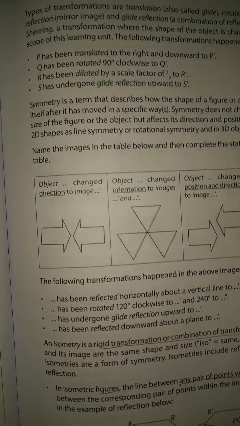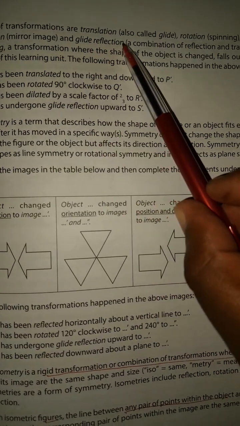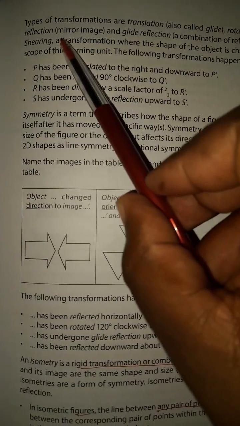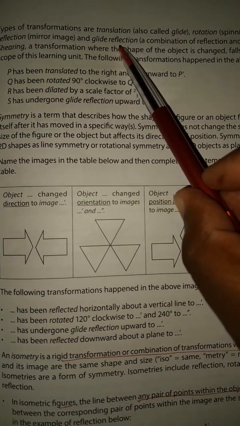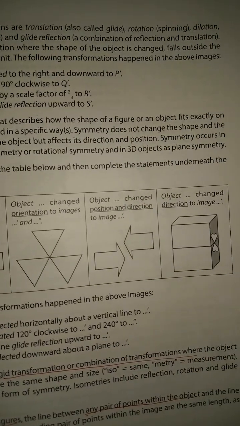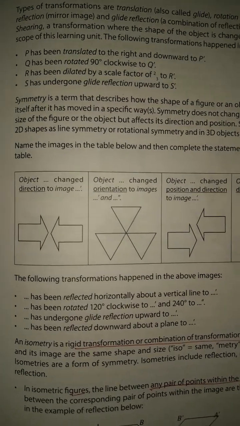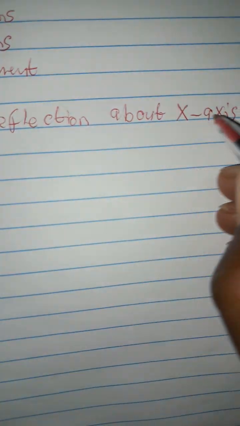There's also another on page 51. They do explain the types of transformations: translation, also called the glide, rotation, which is spinning, dilation, reflection, which is a mirror image, and glide reflection, a combination of reflection and translation. This is what we are going to work with in today's video, guys. We are going to look at reflection. So let's look at reflection about the x-axis.